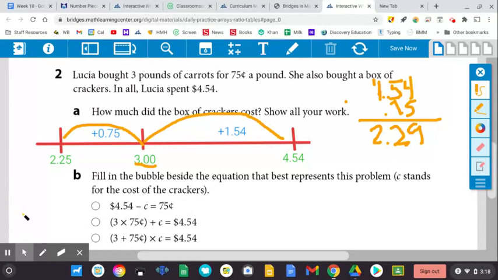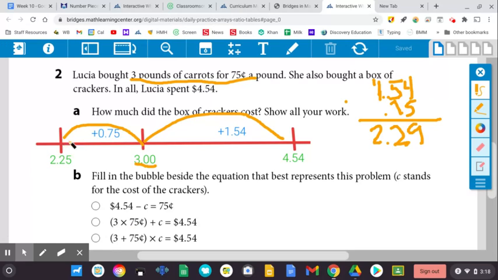Okay, now looking at the equations that we're supposed to use, let's look at each of these to see which one works and which one doesn't. If we have our total of $4.54 and we minus the cost of the crackers, it's going to give us 75 cents. No, that doesn't make sense, because right here, 3 pounds of carrots for 75 cents a pound. So it can't be that one. Next is 3 times 75 cents. Okay, that makes sense. 3 groups of 75 gives us 225. That's what we started with here.